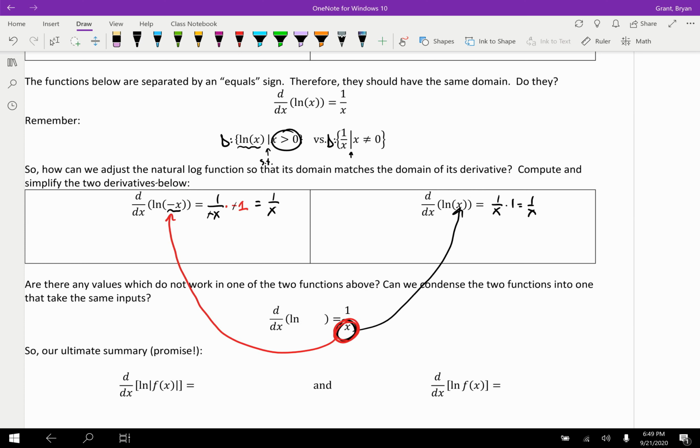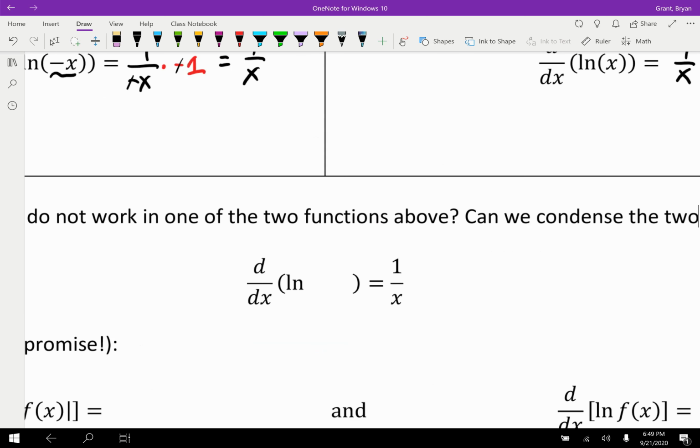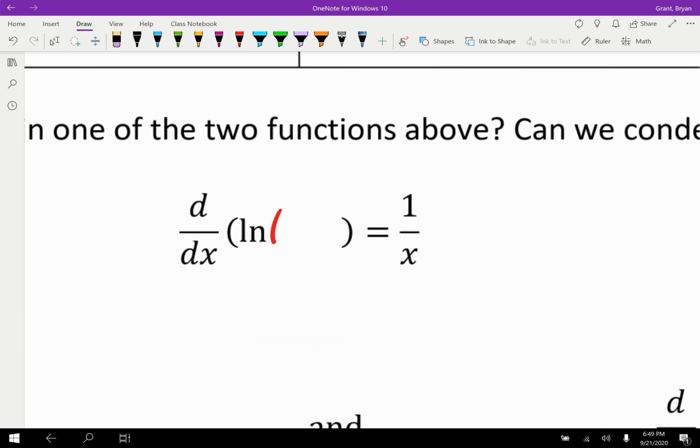Okay, so how do we condense two functions like that where you can use both negatives and positives because they both turn into a positive? Well, oftentimes the natural log function is rewritten as the natural log of the absolute value of x.